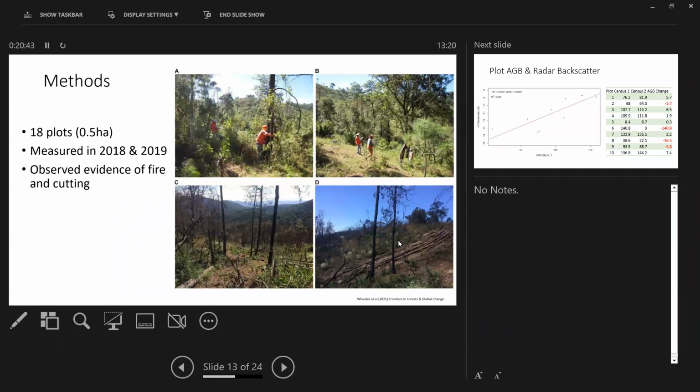In the study, we had about 18 plots that were measured twice. Throughout these plots, we had lots of evidence of burning. Here you can see the field team doing a lot of measurements, and here we have all these burnt coals and a very open landscape, which is not really how it's supposed to look.